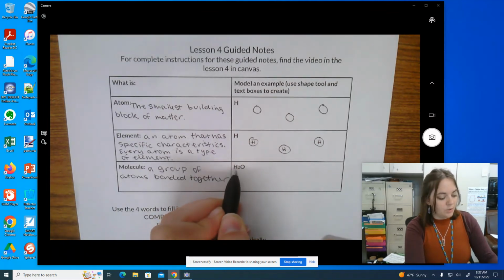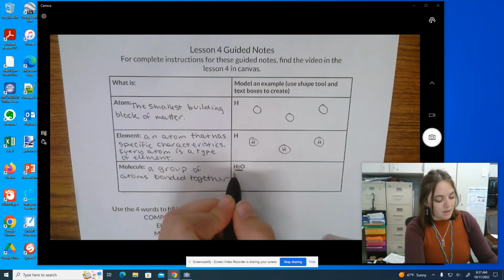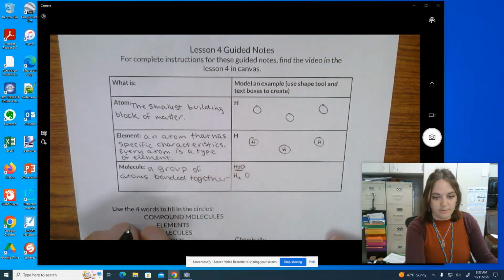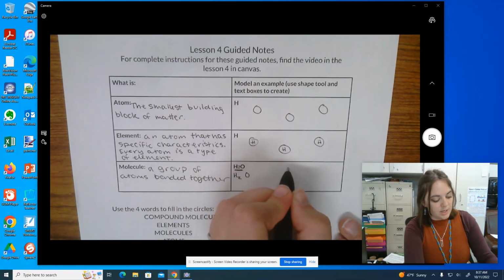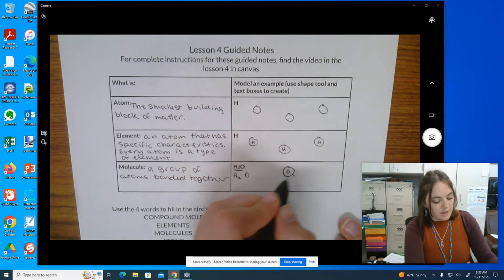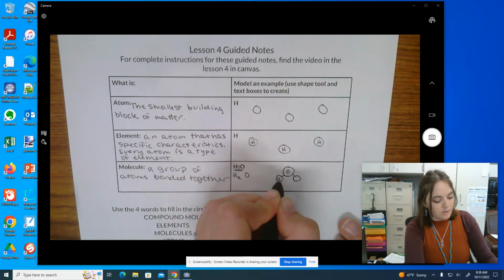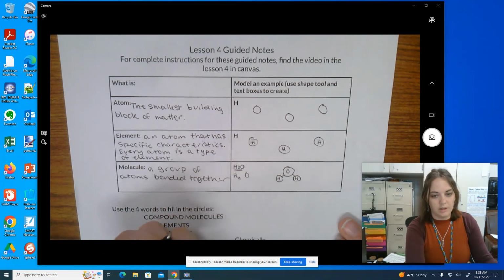So a molecule made out of H2O means that there are 2 hydrogen and 1 oxygen. And the way that we're going to do that is we're going to draw 1 oxygen, and we're going to draw 2 lines from there, and then 2 circles like this, and those each are hydrogen.